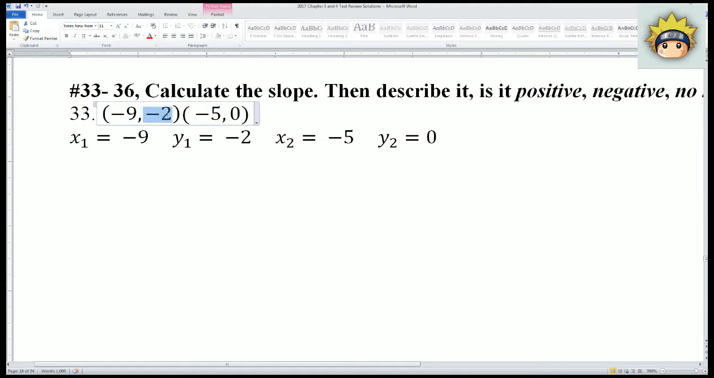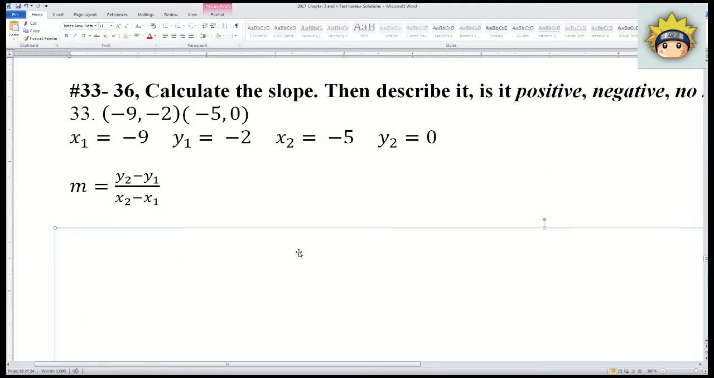The y of my first point is negative 2, so y1 equals negative 2. This is my second point. The x for my second point is negative 5, that is why it's written x2 equals negative 5. The next one, this is the 0. This is the y for my second point, that's why I wrote y2 equals 0.